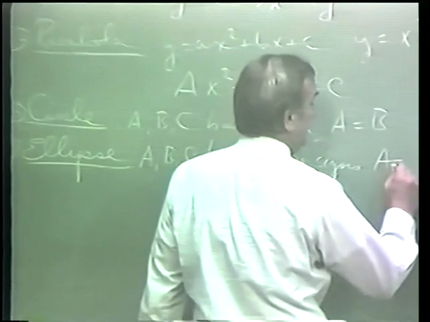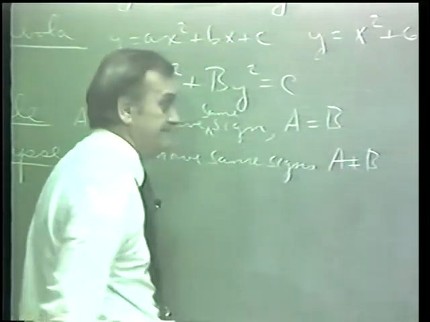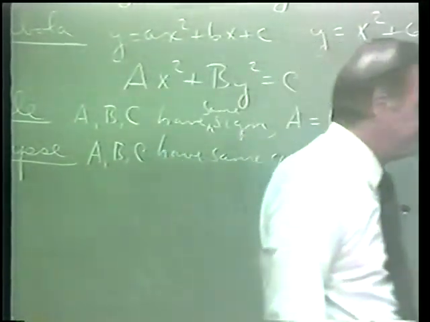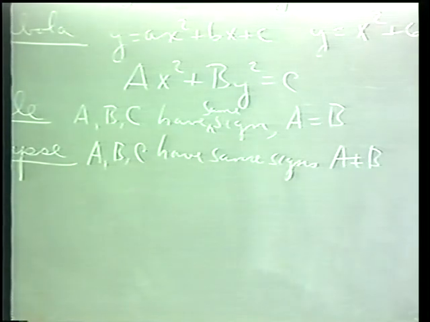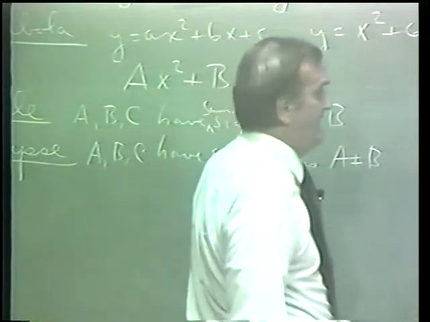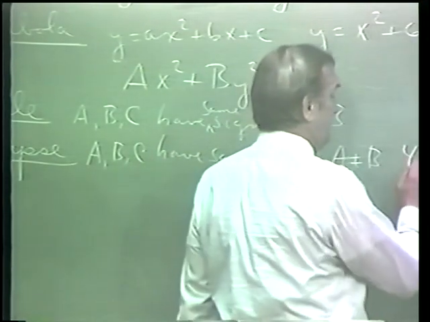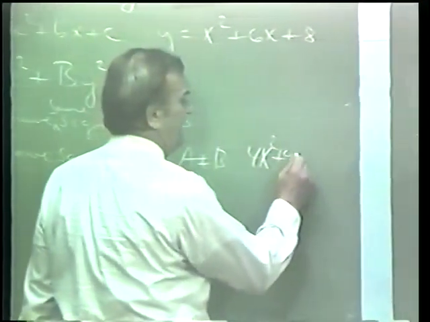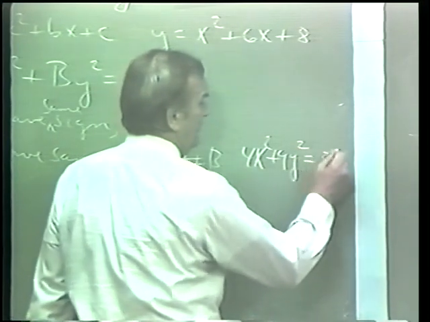And A does not equal B. A, B, and C have the same signs, but A does not equal B. Example of that. Well, 4x squared plus 9y squared equal 36.